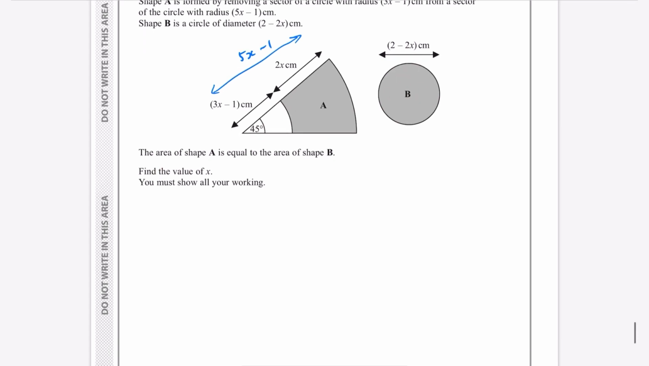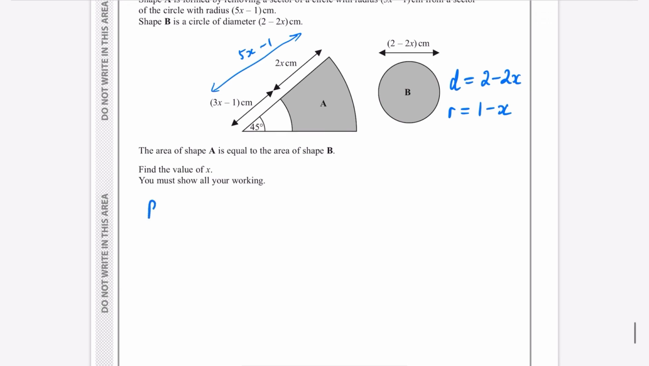So I'm going to quickly deal with probably the easiest shape to begin with. They've told us that the diameter of B is 2 minus 2x, and we know that the radius is half of that, which is going to be 1 minus 1x, or actually just 1 minus x. So if I have a look at the area of shape B, we know that the area is pi r squared, which is going to be pi times 1 minus x all squared. I'm just going to leave it like that for now.